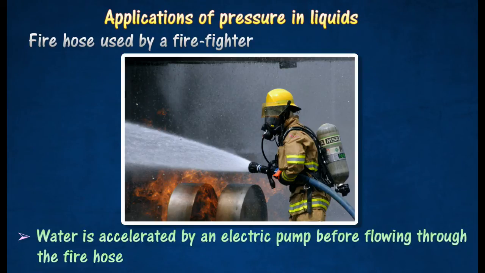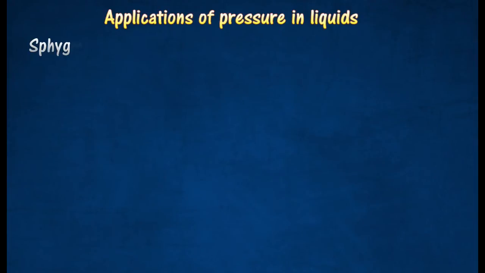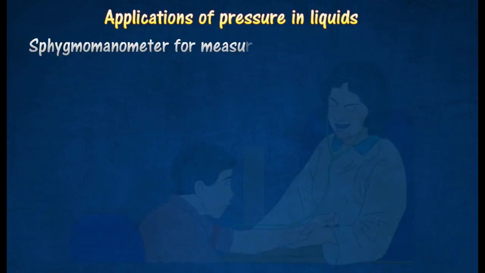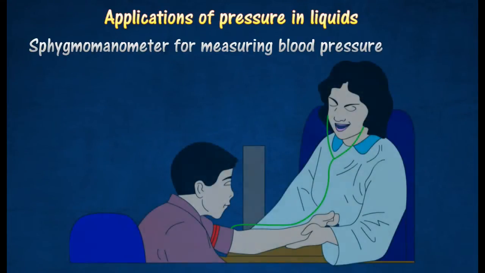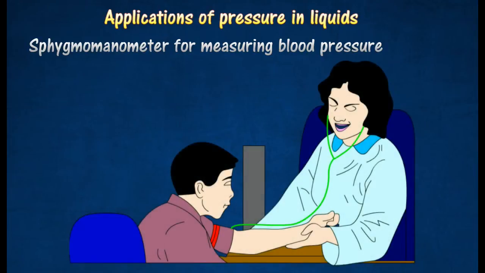A doctor uses a special mercury-filled manometer, called a sphygmomanometer, to measure the blood pressure of a patient. An inflatable cuff is placed around the upper arm of the patient, and air is pumped into the cuff until it squeezes the patient's arm, to stop the blood flow in the arteries.